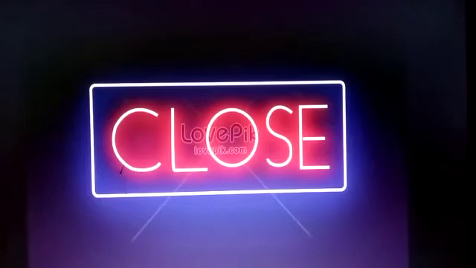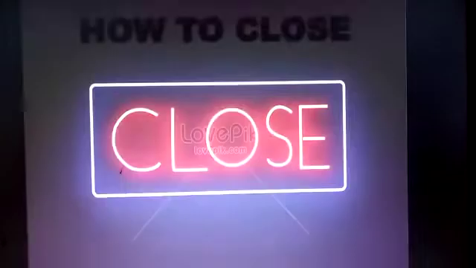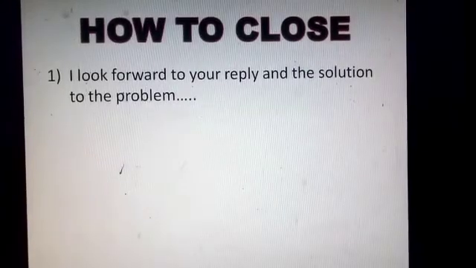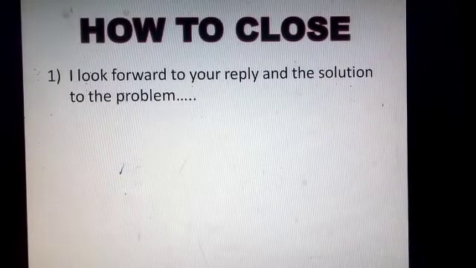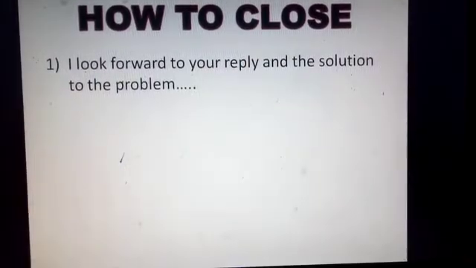And now how to conclude this letter. How to go about with the third para. How to close the letter. You can use the sentence, I look forward to your reply and the solution to the problem. So the first is, I look forward to your reply and the solution to the problem.